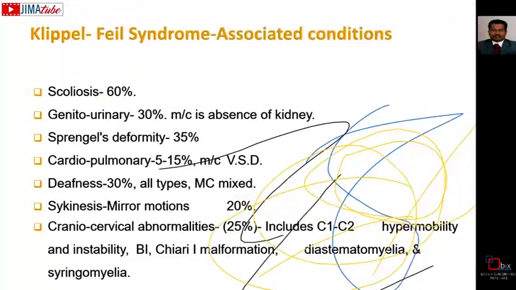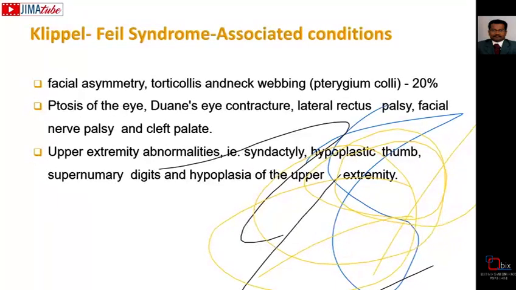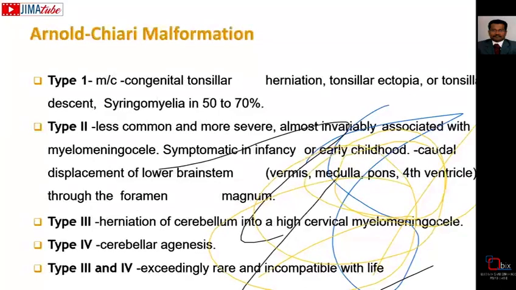What are the associated conditions? The common associations are scoliosis, genitourinary anomalies, Sprengel's deformity, deafness, synkinesis. Some patients will have mirror movements. If they move one hand, that will be reflected in the other hand. Then cervical anomalies. Other associated conditions are ptosis of the eye, Duane's contraction, and torticollis.